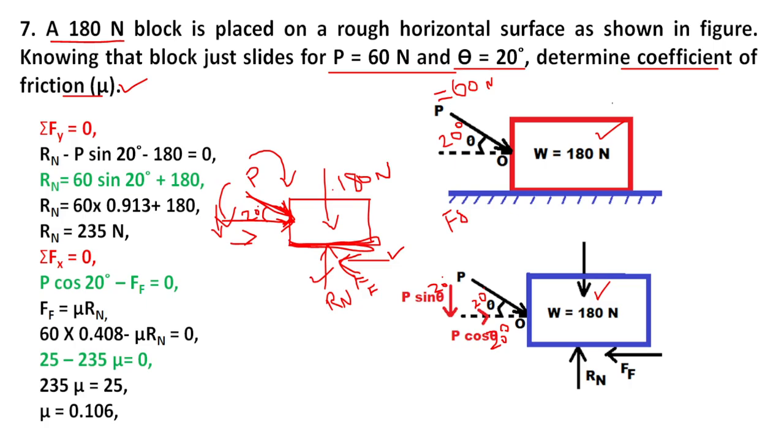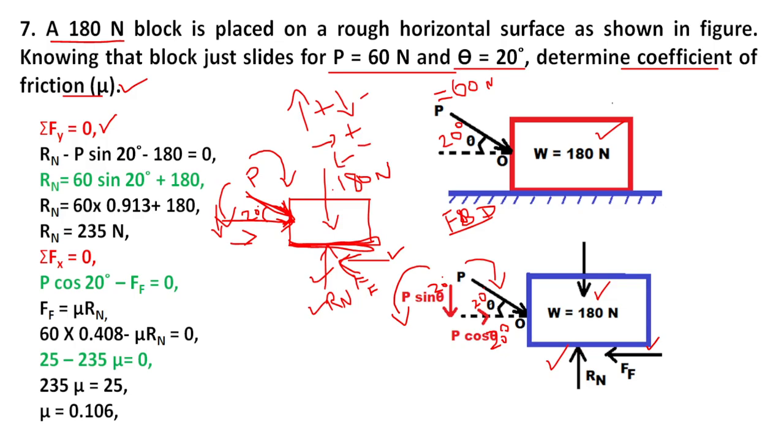The 180 Newton block: in the free body diagram, the 180 Newton weight acts downward, the normal reaction is upward, and the frictional force is opposite to the applied force P. P has components P sin 20 and P cos 20. So the sum of vertical forces equals 0. Upward force is positive, downward is negative, forward is positive, backward is negative.